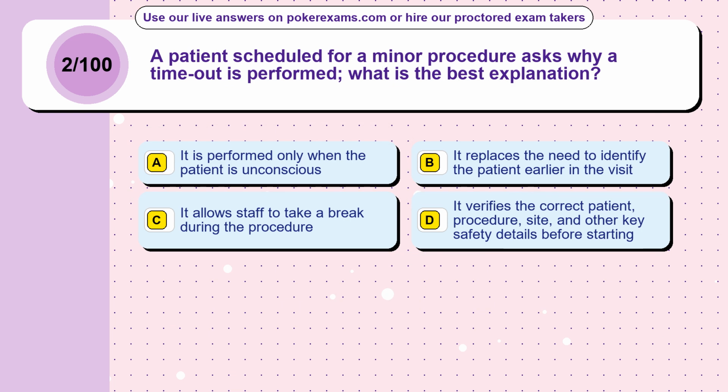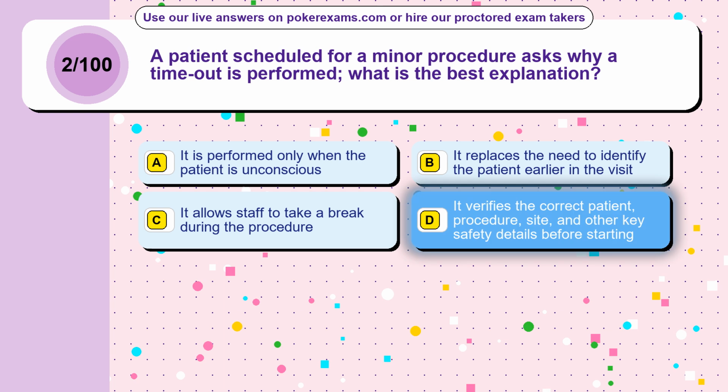Question 2. A patient scheduled for a minor procedure asks why a timeout is performed. What is the best explanation? Option A. It is performed only when the patient is unconscious. Option B. It replaces the need to identify the patient earlier in the visit. Option C. It allows staff to take a break during the procedure. Option D. It verifies the correct patient, procedure, site, and other key safety details before starting.